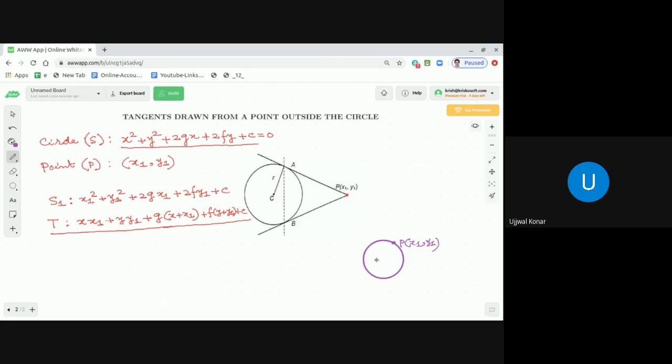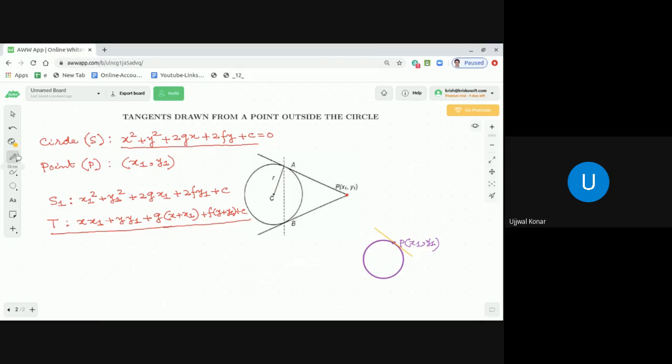Now, what is the equation of the tangent? So I am going to find the equation of the tangent. If I draw the tangent in a different color, what will the tangent look like? It will look something like this. Correct, dear students? Maybe it doesn't look like a tangent, but the tangent will be something like this. Okay, now what is the equation of this?